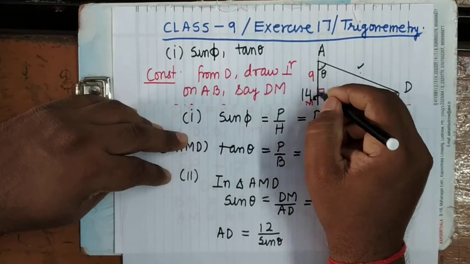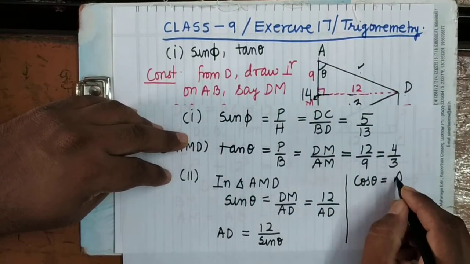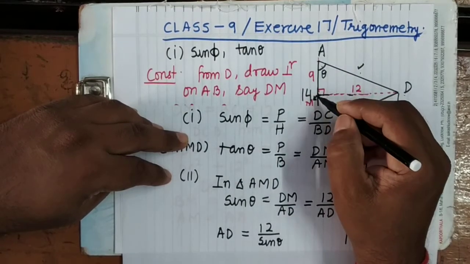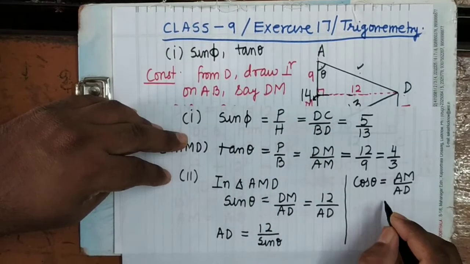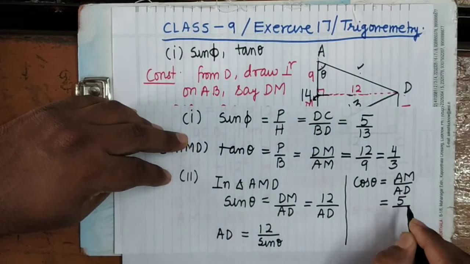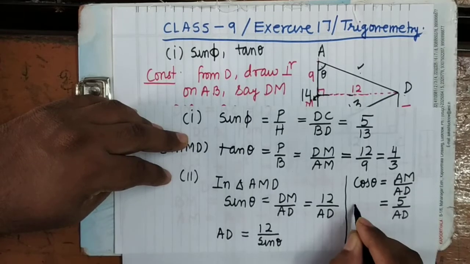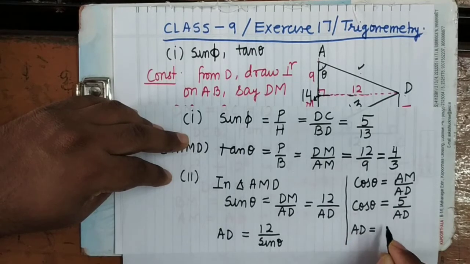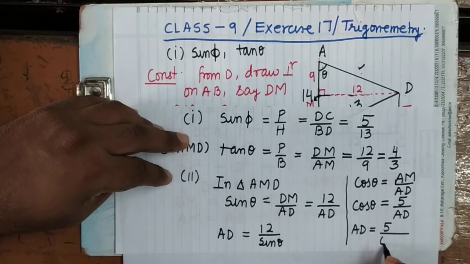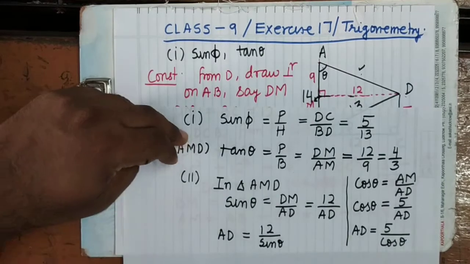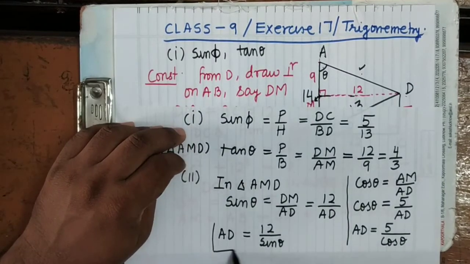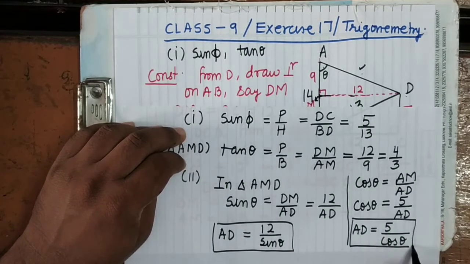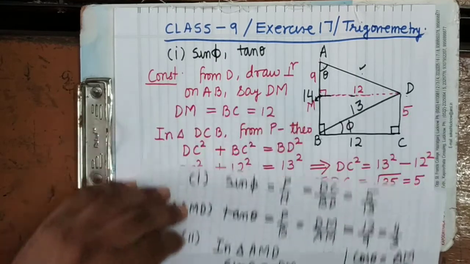Similarly, if you apply cos theta, it will be equal to what? It will be AM upon AD, base upon hypotenuse. Base is AM, hypotenuse is AD, and AM is 5, so 5 upon AD is cos theta. So, what is AD? It is 5 upon cos theta. It's clear? So, these are the two expressions of AD with respect to theta. This is the second part.